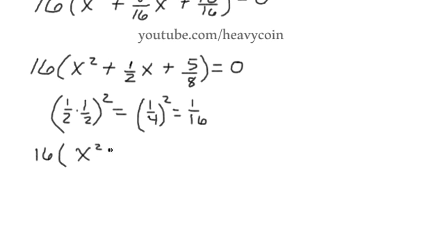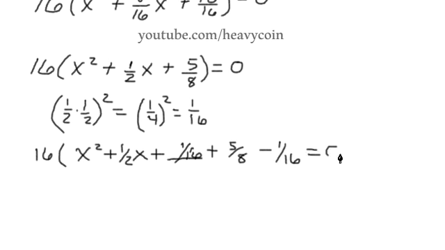So we're going to have x squared plus a half x plus, we've got a blank here, and then plus our 5/8. So what we put in the blank is this 1/16. But we must put a minus 1/16 outside. Alright, and we close our parentheses up.